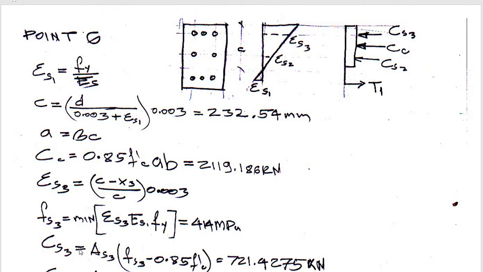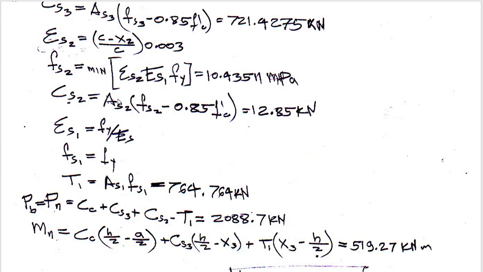Remember that at point 6, nag-yield yung compression concrete, 0.003. Nag-yield din yung tension steel na strain in steel Y. So this is actually your balance point. Okay, remember that? Point 6 is balance point. Kaya meron tayong PB dito. So that is P balance is equal to Pn is equal to compression forces minus tension force.